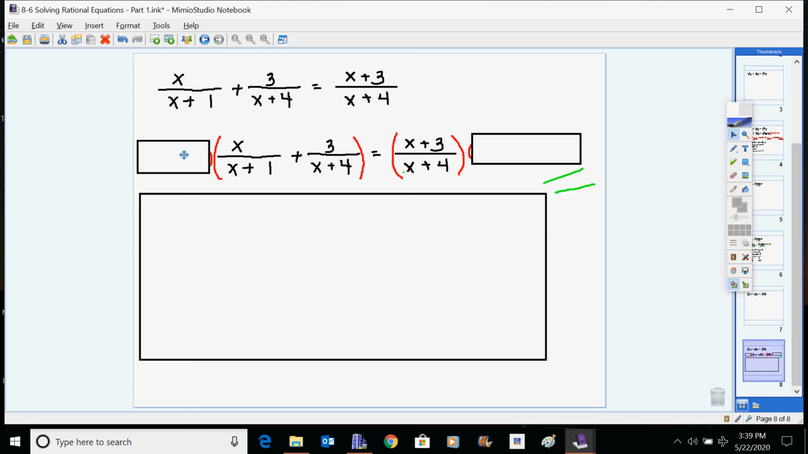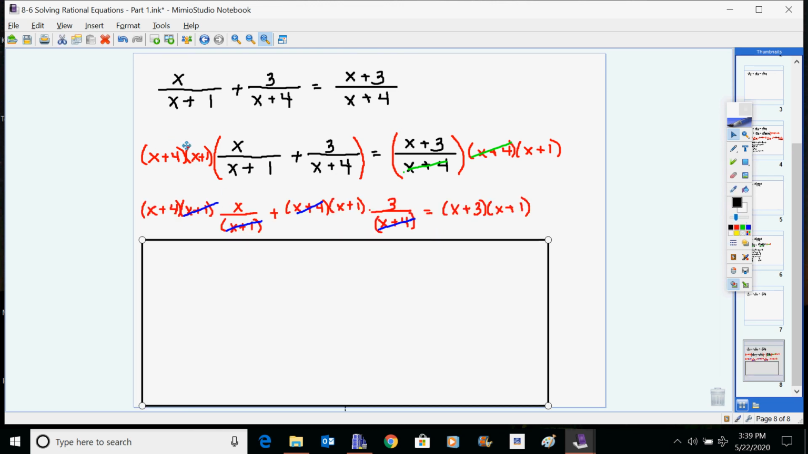So I want to multiply by x plus 1 and x plus 4. Because when I multiply by x plus 1 and x plus 4, right off the bat, these two can cancel. This has to be distributed, and that's fine. So I distribute this, and what I find when I do that is my x plus 1's cancel here, my x plus 4's cancel here.